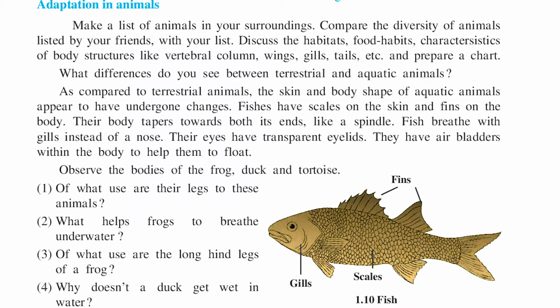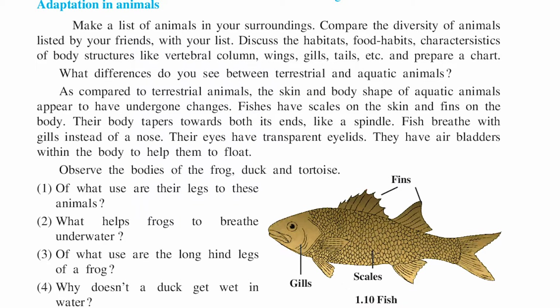Adaptation in animals. Make a list of animals in your surroundings. Compare the diversity of animals listed by your friends with your list. Discuss the habitats, food habits, characteristics of body structures like vertebral column, wings, gills, tails, etc., and prepare a chart. What differences do you see between terrestrial and aquatic animals?